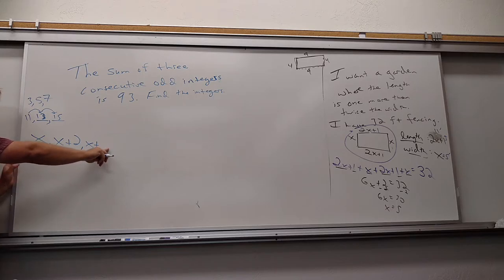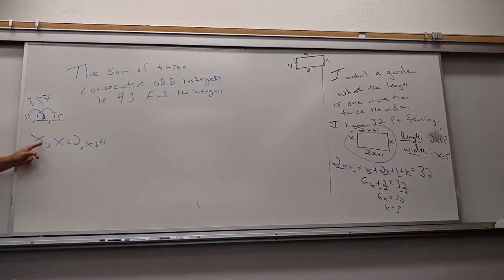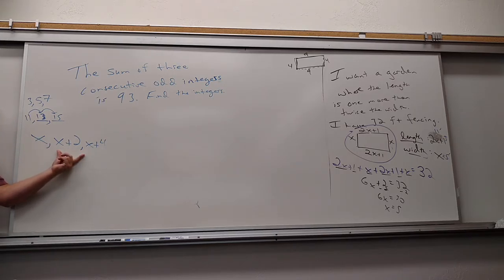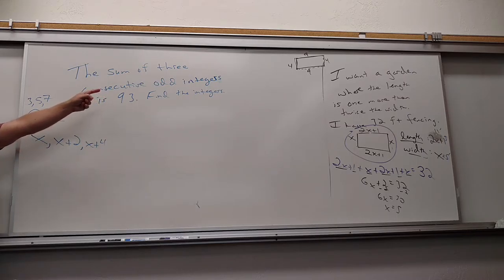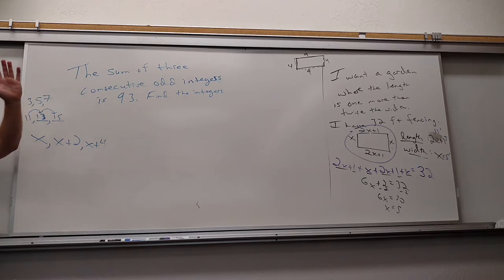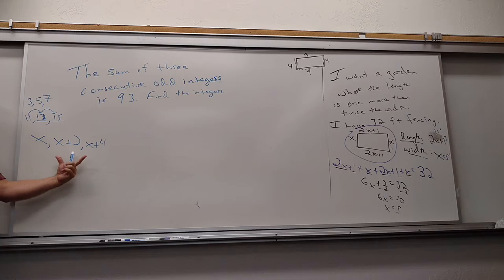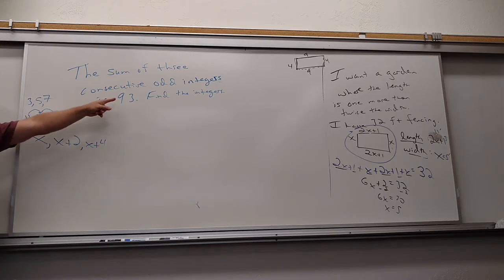What would this one be? X plus 4. It's 2 more than that. So if X was 301, this would be 303, and this would be 305. It models every possible one. Now, I specifically want the triplet that, when I add them together, makes 93. That's how I narrow it down from an infinite number of possibilities to one possibility: the only triplet that makes 93 when I add them up.